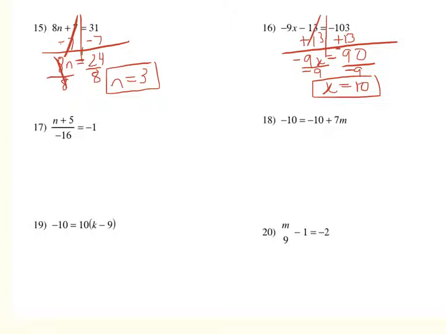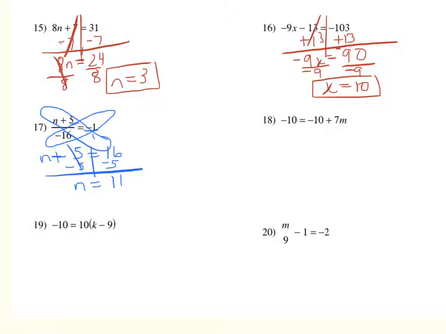Number 17, again, you know that I like this method where I do cross multiplication. And there's nothing down there, so I can just pretend or imagine that it's a 1. That gives me n plus 5 is equal to negative 16 times negative 1 gives me a positive 16. So now I can subtract 5 from both sides, leaving my n alone, which gives me n is equal to 11.